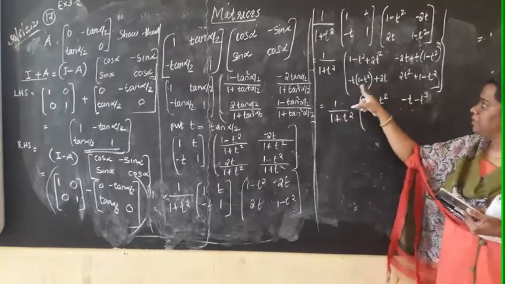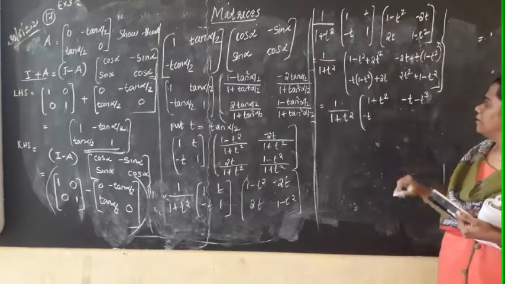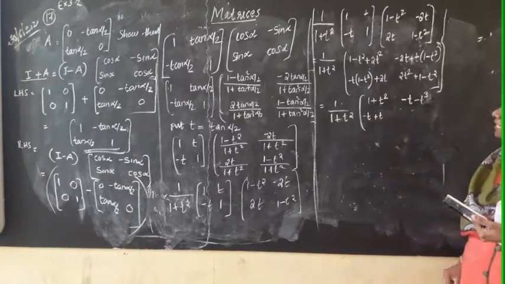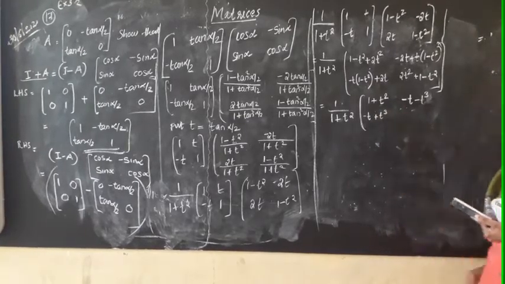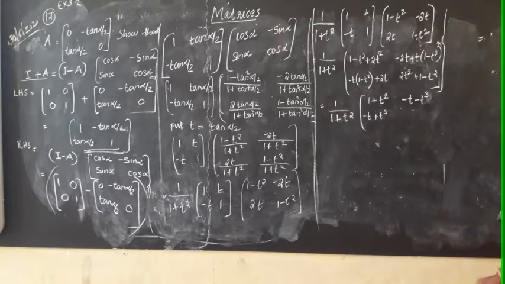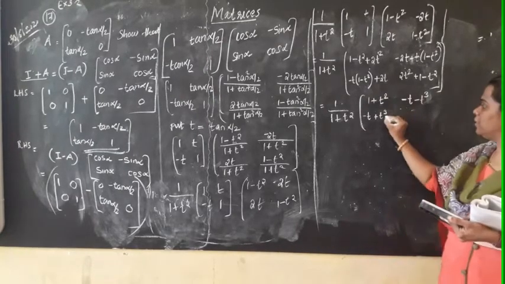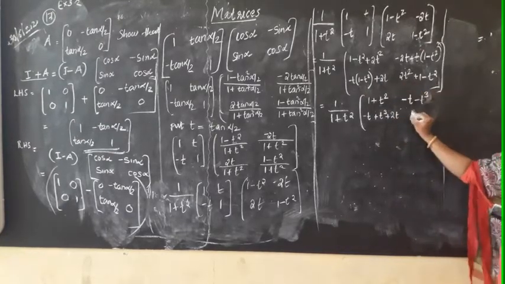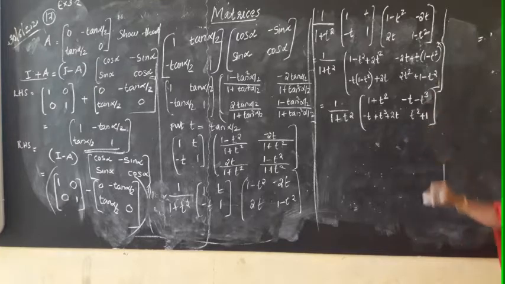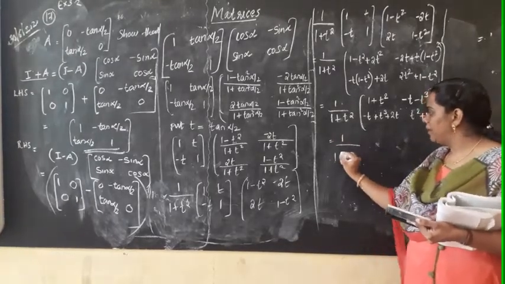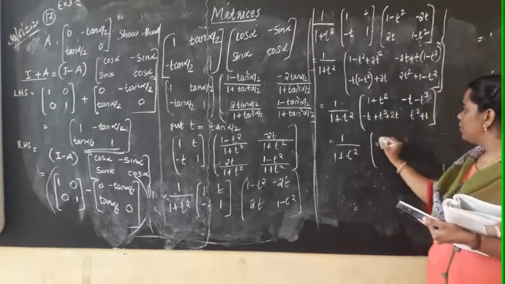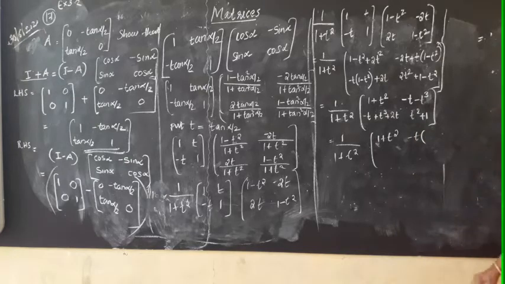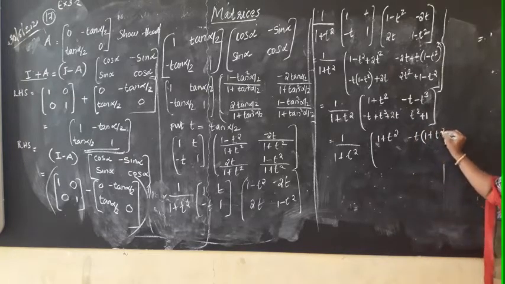Next term. Minus t. Then plus minus t plus t cube. Minus t plus t cube plus 2t. Here it is t square plus 1. So that 1 by 1 plus t square into 1 plus t square. Here you can take a minus t outside. When you take a minus t outside, it will become 1 plus t square.